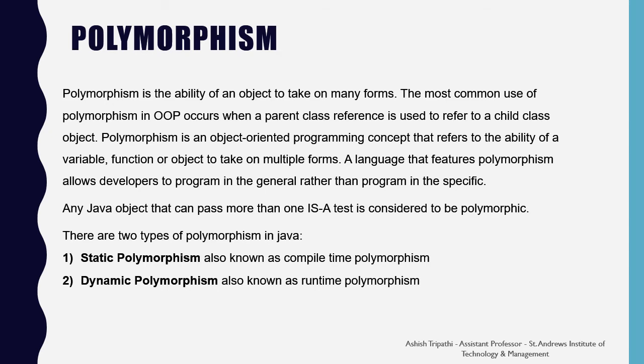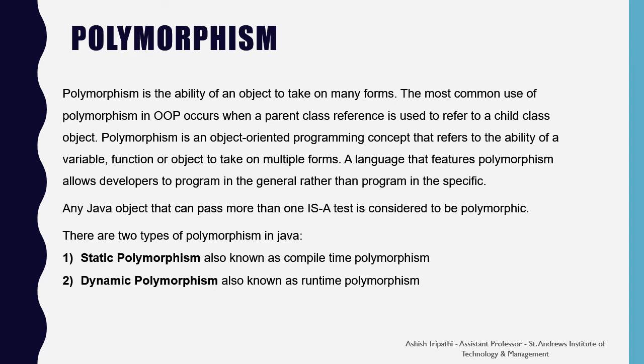Polymorphism is an object-oriented programming concept that refers to the availability of the variable, function, or the object to take multiple forms. A language that features polymorphism allows developers to program in the general rather than program in the specific. Any Java object that can pass more than one IS-A test is considered to be polymorphic.